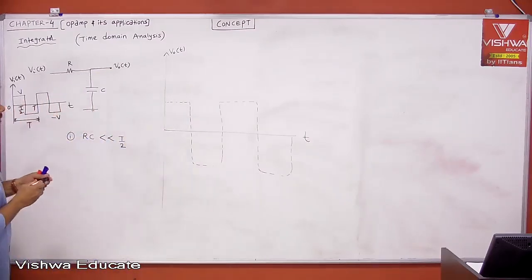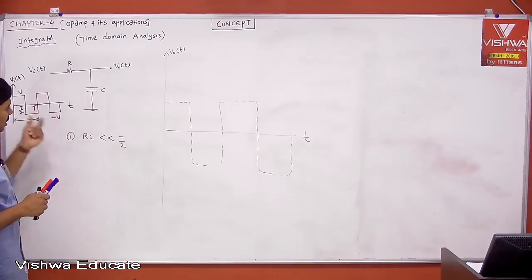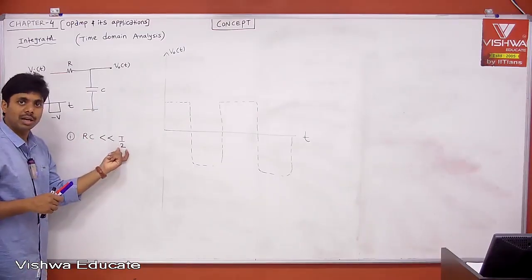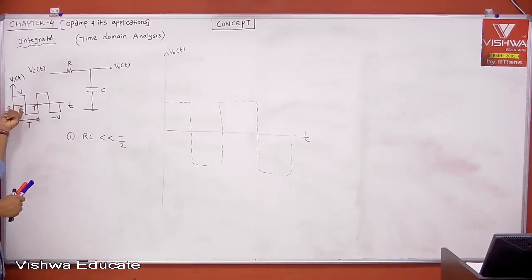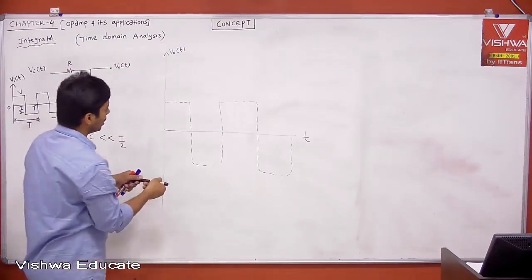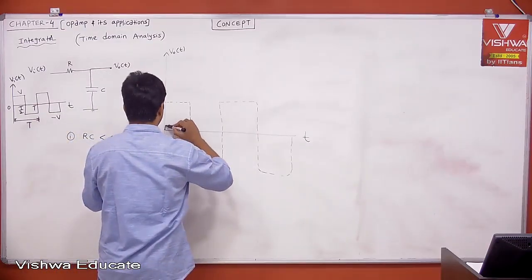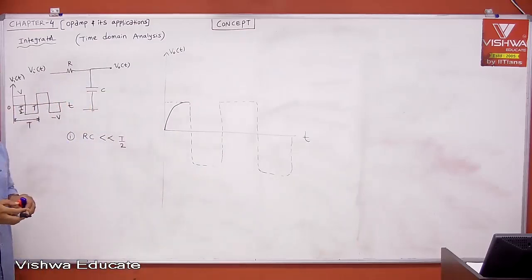Now tell me, within a time of T by 2, your capacitor is able to charge, because what is the time constant? The time constant is very much less than T by 2. It can charge faster, or I can say it can charge in a time of T by 2. Therefore your capacitor charges. Let us say this is your output. It will not charge immediately, but it will charge to the voltage you apply.